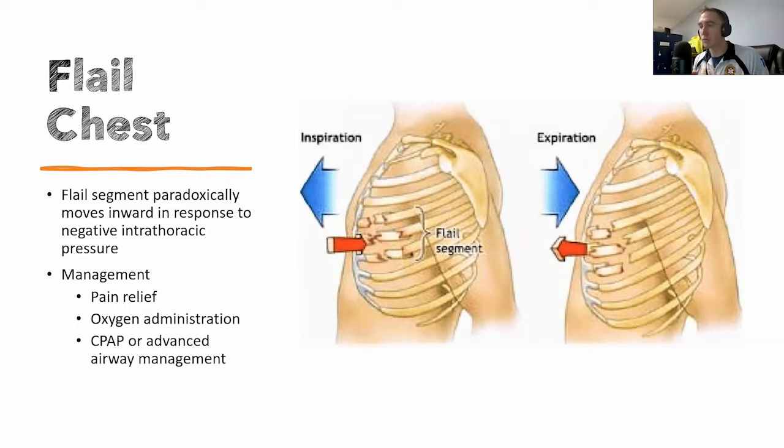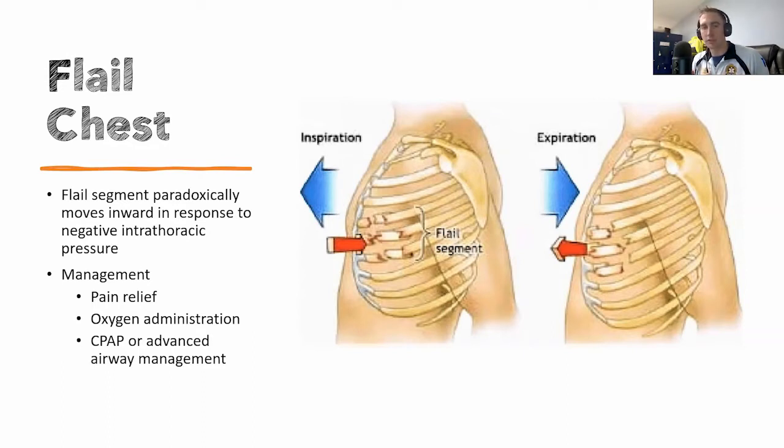In the past, we would treat this by putting some pressure on it. We thought that helped, but it can actually make it worse. Some places even used to put sandbags on victims' chests. Not effective. So how do you treat it?